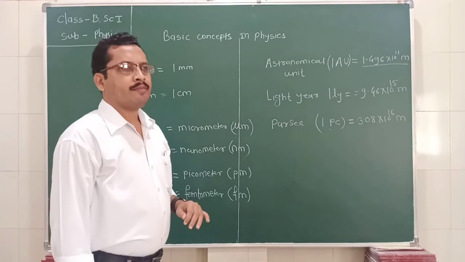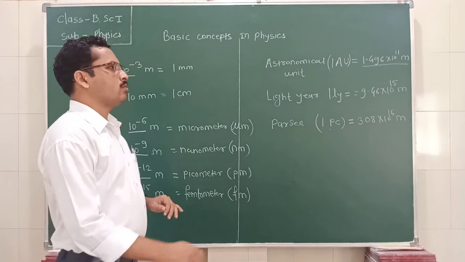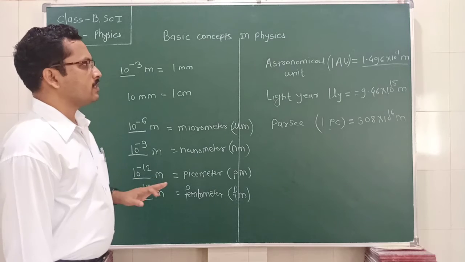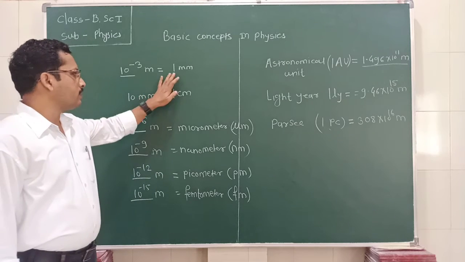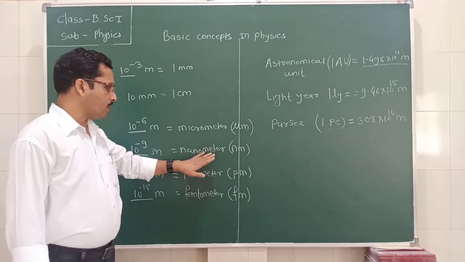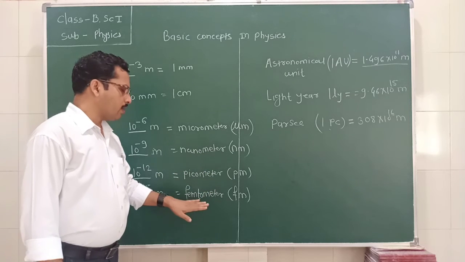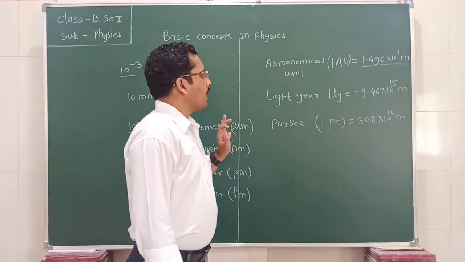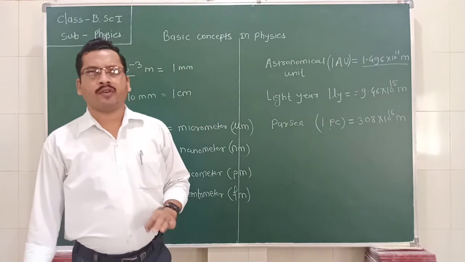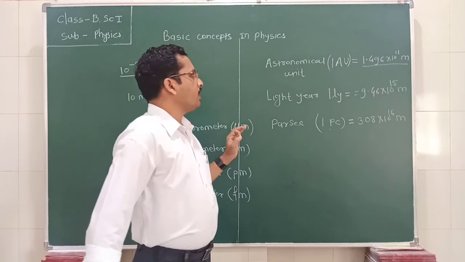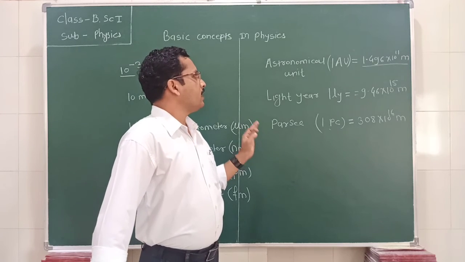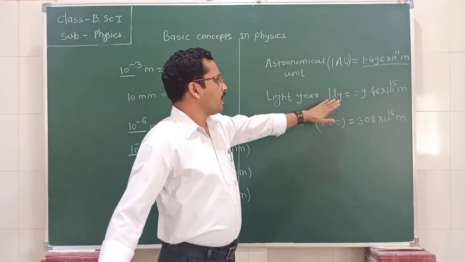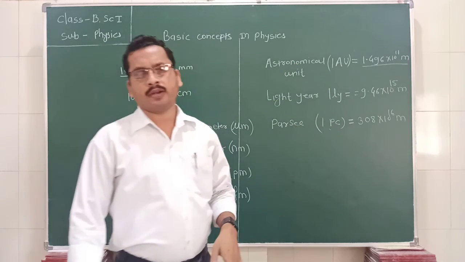So sometimes we come across the need to measure small distances, and to measure small distances we use millimeter, centimeter, micrometer, nanometer, picometer, even femtometer, which is also called a Fermi. And if we need the distance between very distant objects, then we measure this distance with the help of these units: astronomical unit, light year, and parsec.